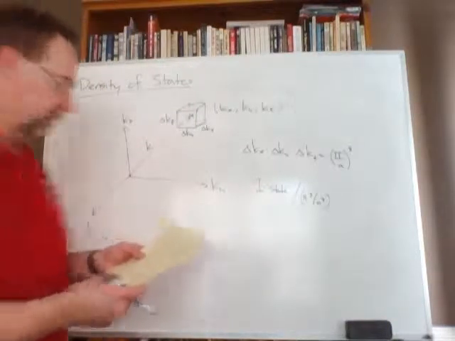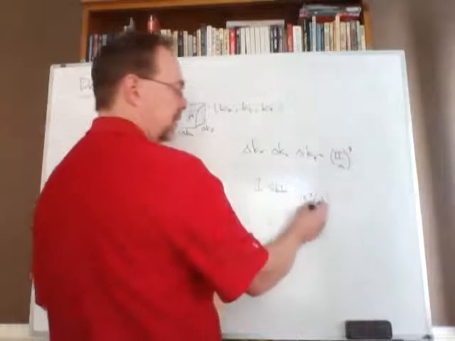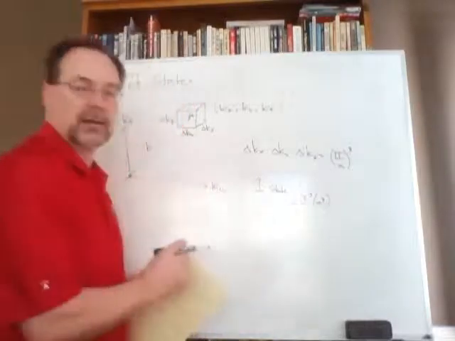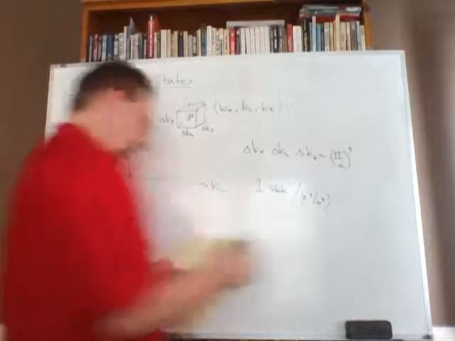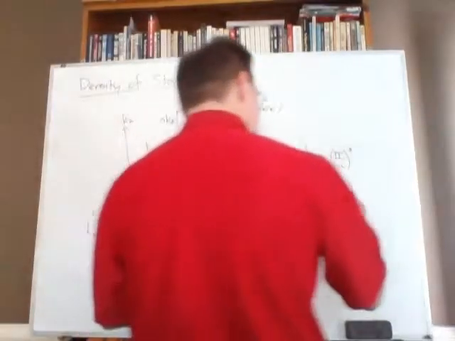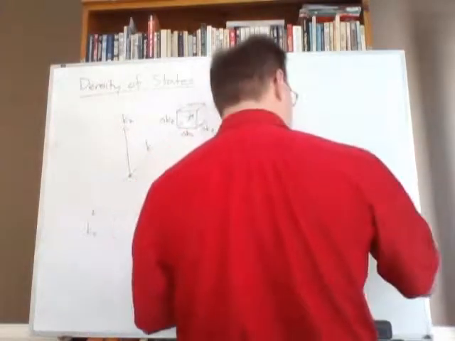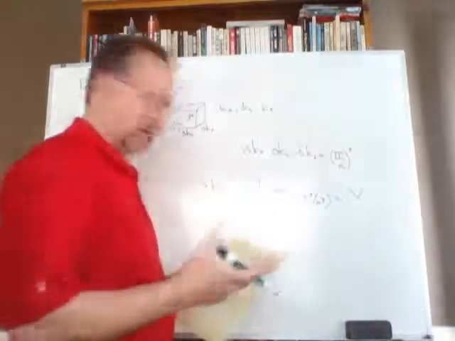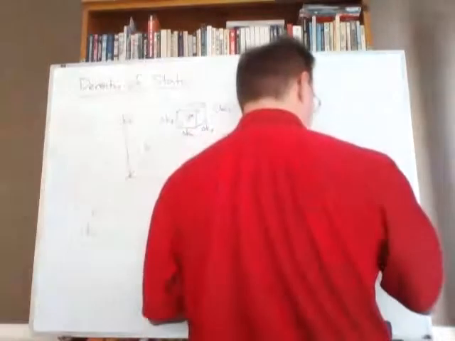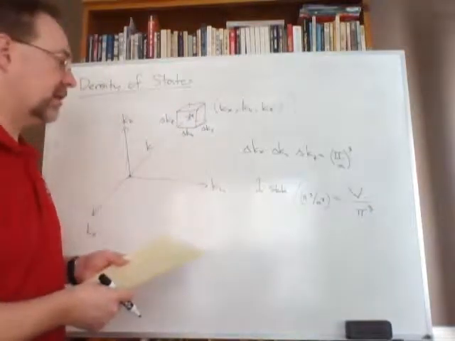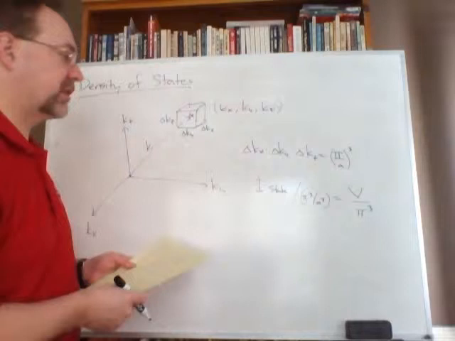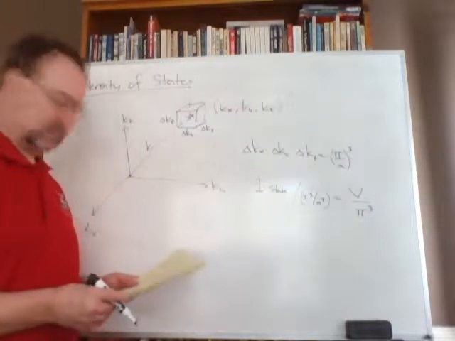If we think back to our original cube, it has a volume of a cubed. So this is the volume in regular space over pi cubed. This is the number of states per unit volume in k space.